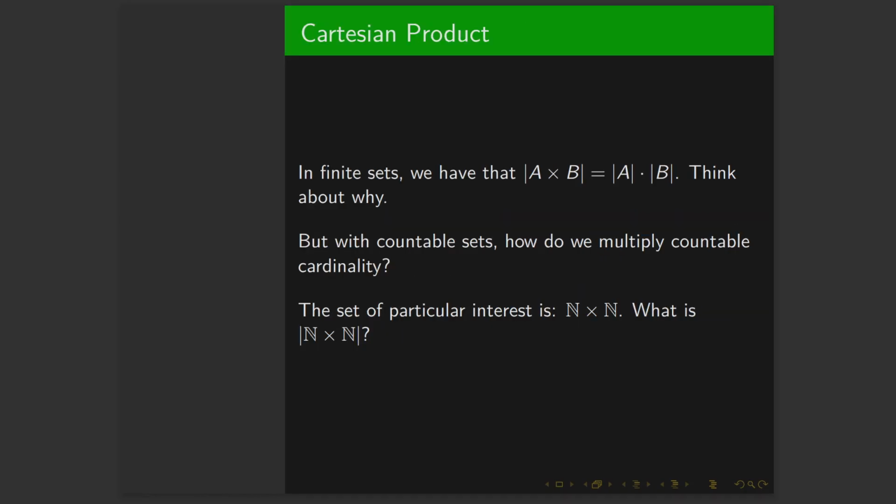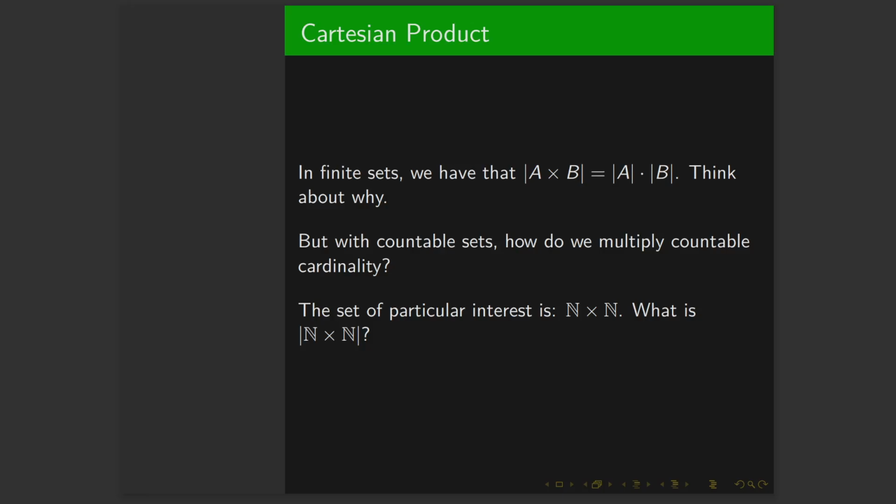In finite sets, we must have that the cardinality of A Cartesian product B is the cardinality of A times the cardinality of B. Think about this. If you have a set with 3 elements and a set with 3 elements and Cartesian product them, the cardinality becomes 9. There's 9 elements in A cross B. But the problem here is with countable sets, how do we multiply countable cardinality? Because remember, countable isn't really a number, right?